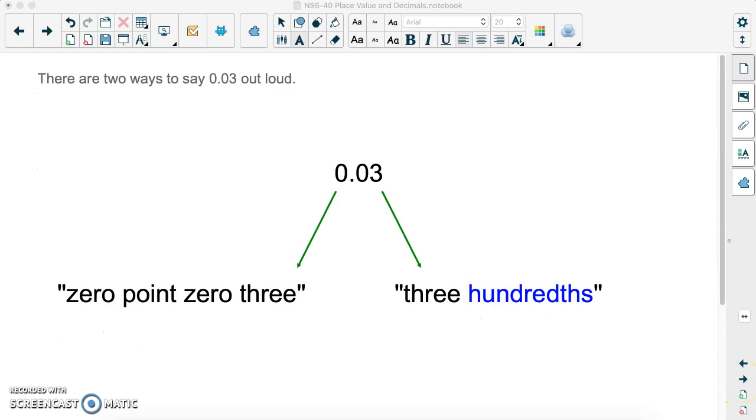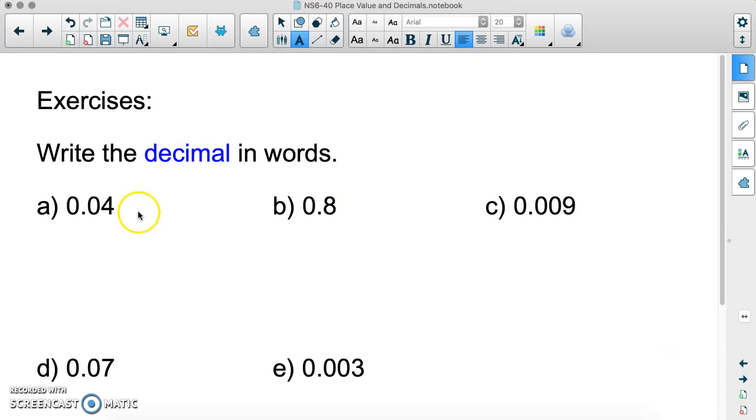So we can express decimal fractions in different ways. There are 2 ways to say this number out loud. We could say 0.03, and we could say 3/100ths. We use the second way to spell the number in words on paper when you're asked to put it into words. Let's look at these examples, and you're going to write the decimals in words.